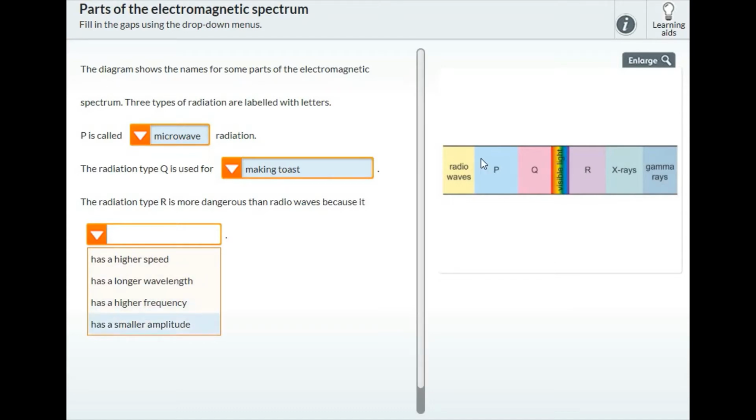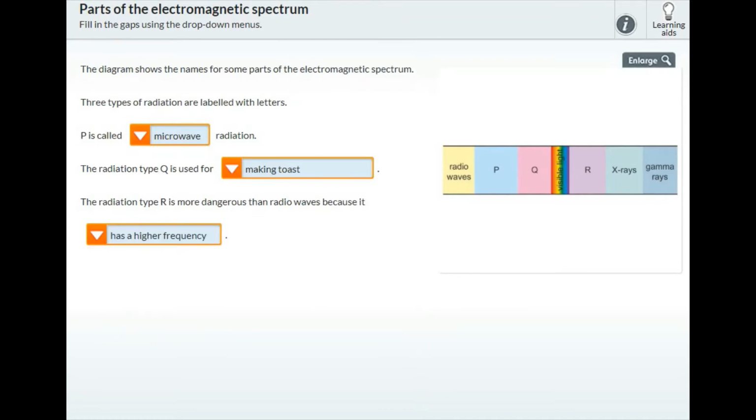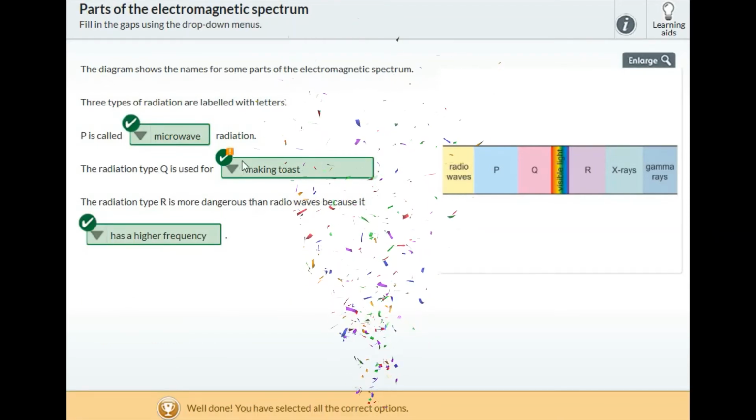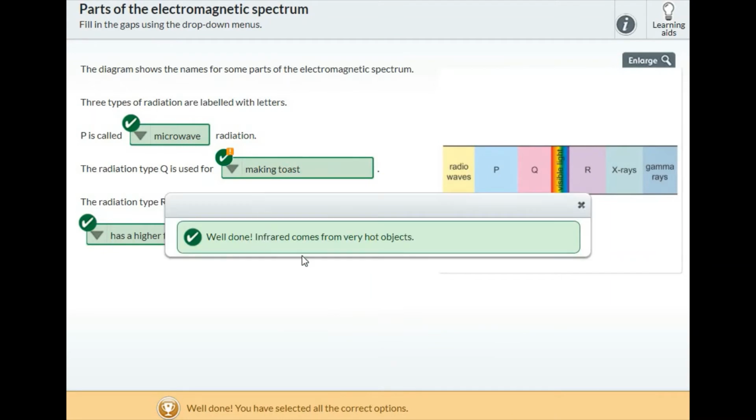It does have a higher frequency, which is linked to the energy, so it's higher energy because it's high frequency, and the amplitude's not. That's to do with how intense the light is. Right, so higher frequency. Okay. That's this one. Well done, infrared comes from very hot objects. True.